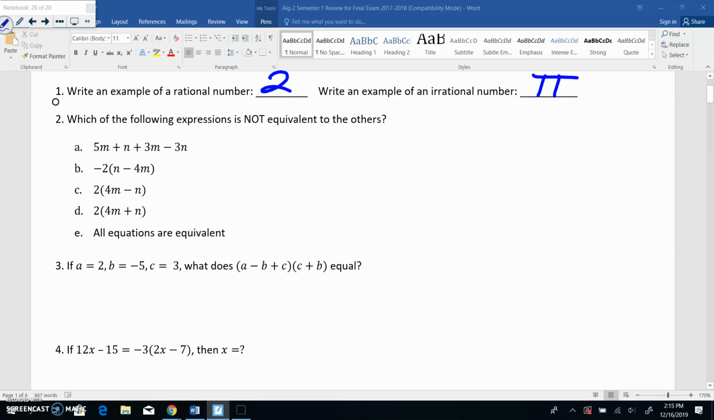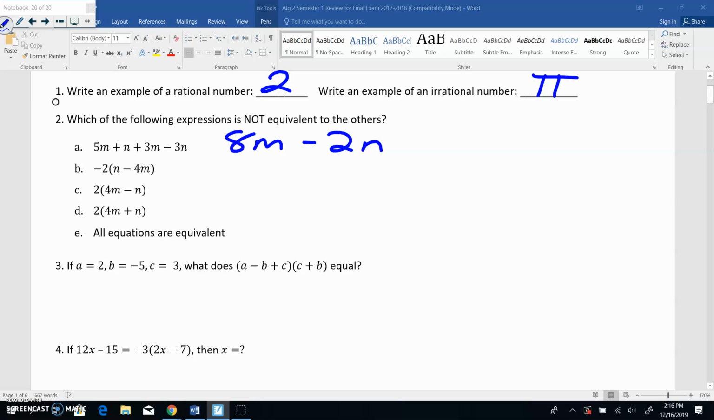All right, for number 2, which of the following expressions is not equivalent to the others? So what we're looking for here is which one doesn't equal the other. So this is pretty simple, okay? You're either distributing or combining like terms. That is all you have to do here. First one, you combine your like terms, 5m and 3m gives me 8m. All right, 1n minus 3n gives me negative 2n. So that is what my first expression is right there.